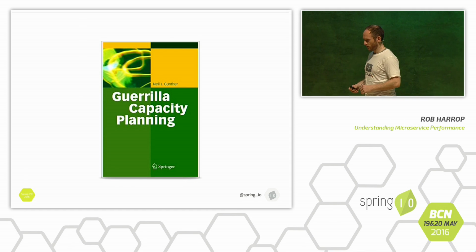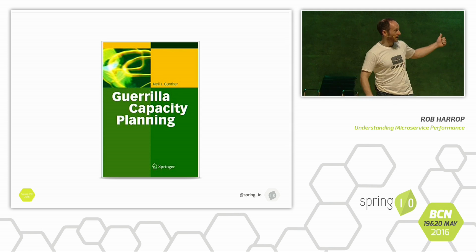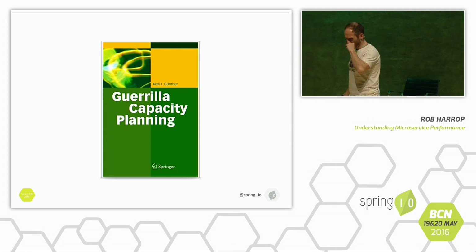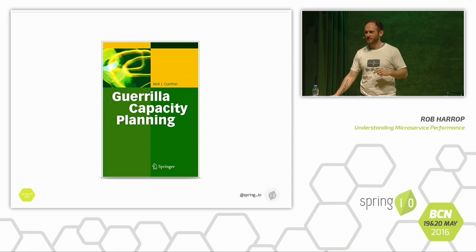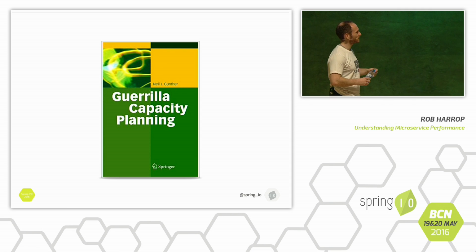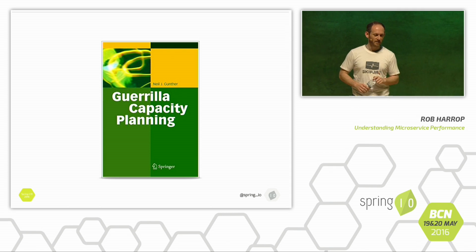The book that has all the details is Guerrilla Capacity Planning. I realized when I came to write this talk that I'd lost my copy, which really distressed me. So I bought another one. It's really expensive at the moment. It's like £50, 250 pages. But it's worth every penny.